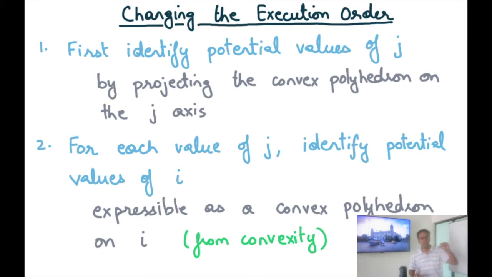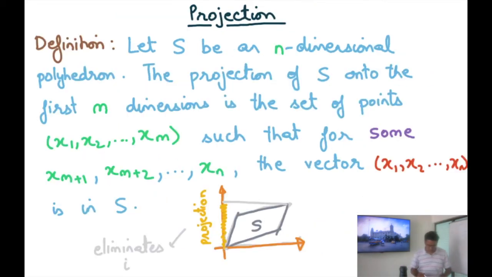If you project a convex polyhedron on one of the axes, that basically means that you get a new convex polyhedron that has all the axes except that one axis, and this is a good property to have. Okay, so here is a formal definition of projection.